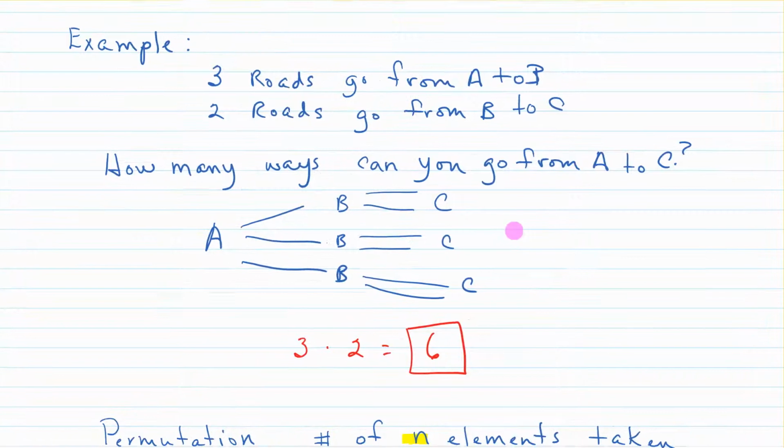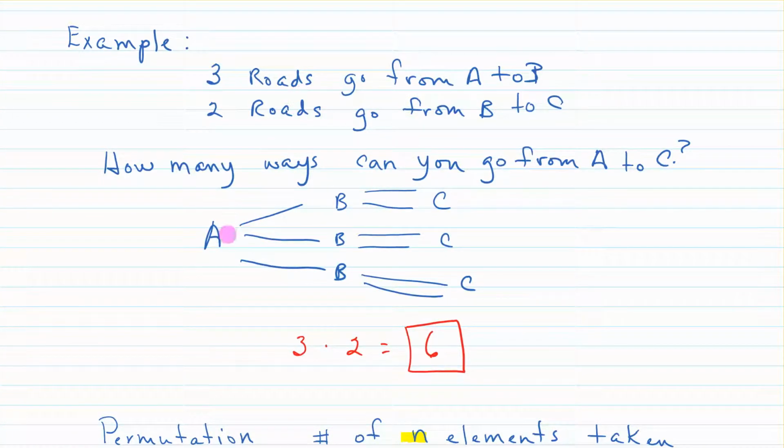If you have 3 roads that go from A to B, so we could go this way, this way, this way. And then 2 roads that go from B to C. So we could go up here, this way, or this way. How many different ways can you go from A to C? Well, there's 3 here, and there's 2 different ones when you choose from B to C. So there's 6 totally different ways to go.